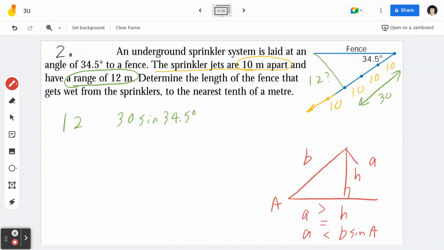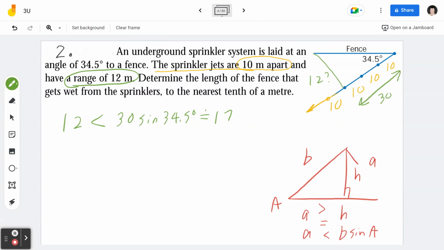So again, to be clear, you're comparing in this context 12 with one of the many cases. What happens when you take 30 sine of 34.5? So again, I'm going to grab a calculator. I take 30 times sine of 34.5. That's going to be approximately 16.99, so maybe I'll round it to 17. So you can see 12 is going to be less than 30 times sine of 34.5.